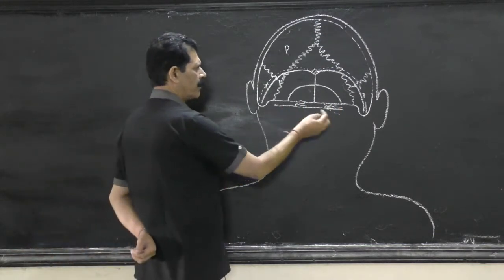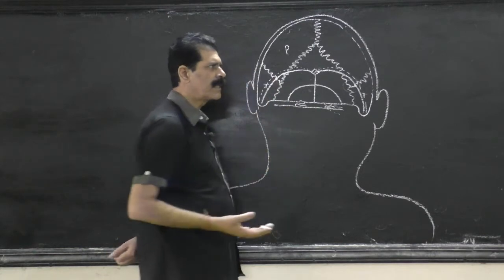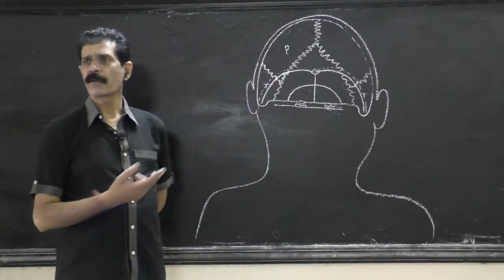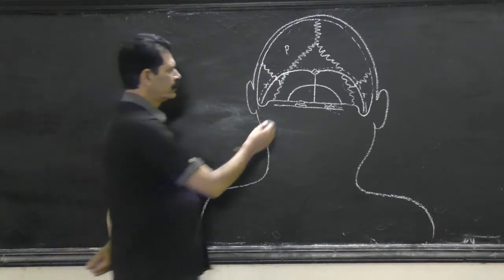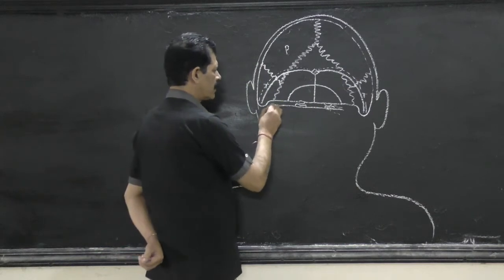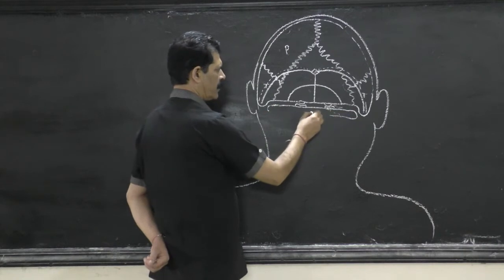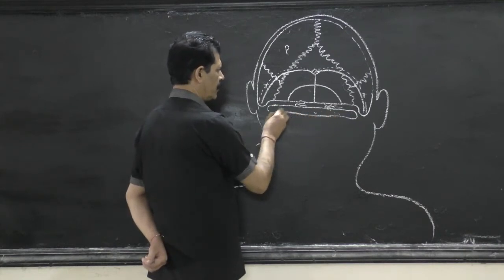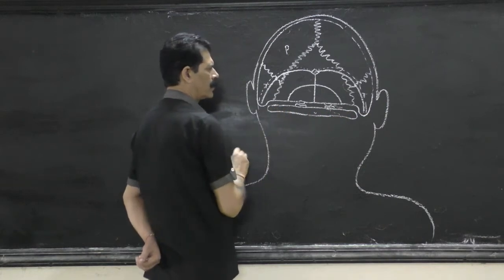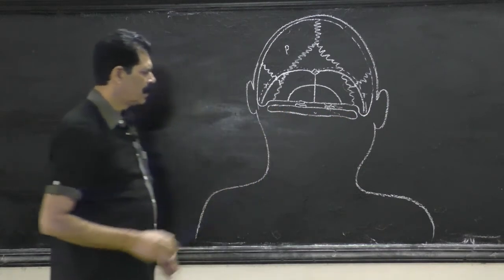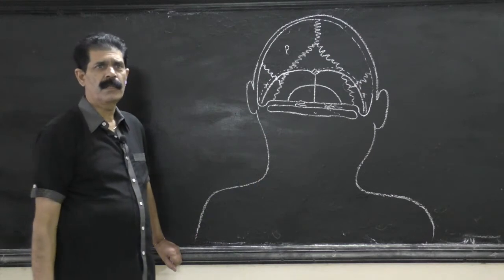So this is what we are seeing from the back side. We are seeing the posterior arch of the atlas, and laterally there is the tip of the transverse process. This is the posterior tubercle. So this is the C1 vertebra, how we show it with the Atlanto-occipital joint formation.